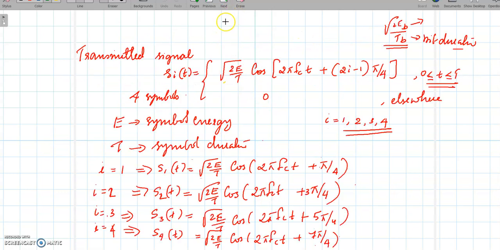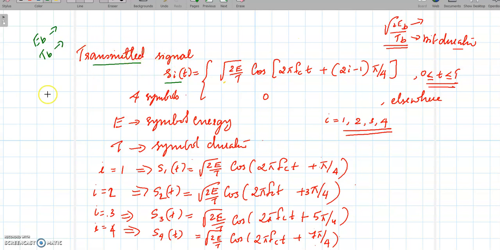So we see the expression for the transmitted signal. The transmitted signal Si of t is represented as root of 2E by T cos of 2 pi fct plus (2i minus 1) into pi by 4. The expression is almost the same as that of BPSK. The only difference you can notice is that here it is E by T, whereas in the case of BPSK you have EB by TB, because EB is the bit energy and TB is the bit duration.